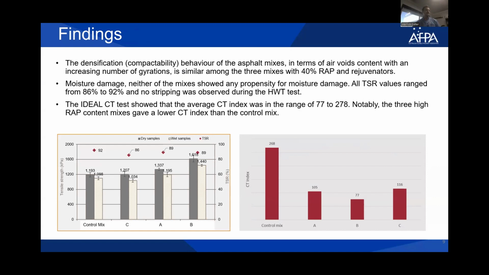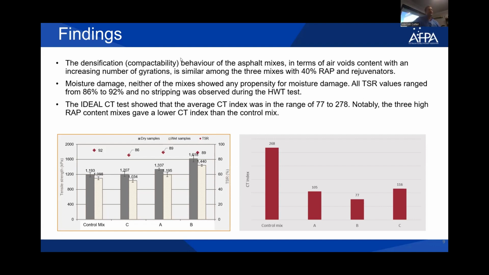During the process of the production, we took box samples and they were sent off to RMIT for a number of tests. They included the compactability, TSRs, the IDEAL-CT cracking test, which I don't know a lot about, and then they also did Hamburg and several other tests. Now, I believe most of these findings will be in the AfPA report. You can go through in a lot more detail on that type of information.